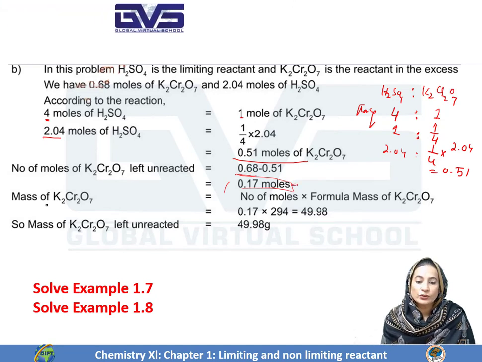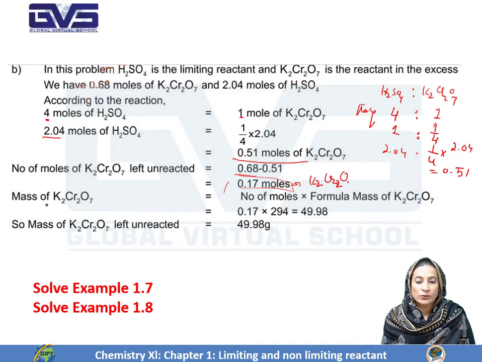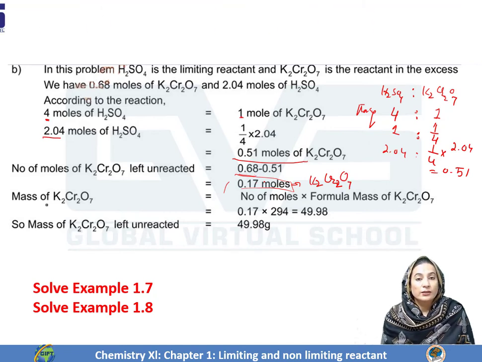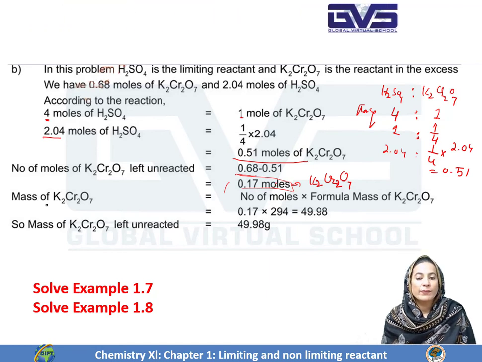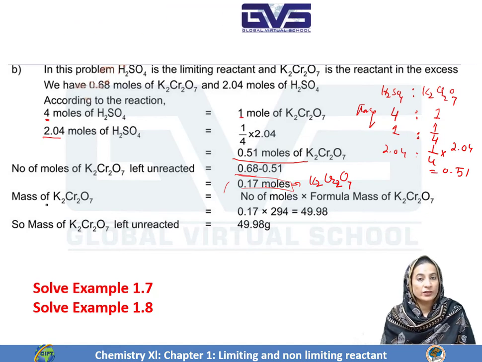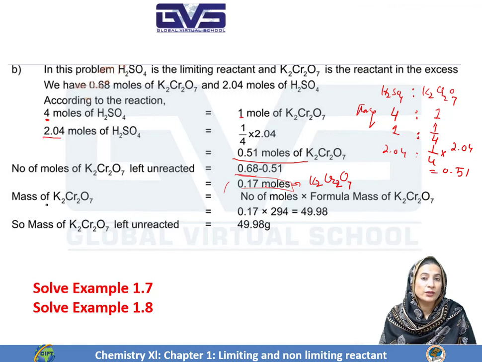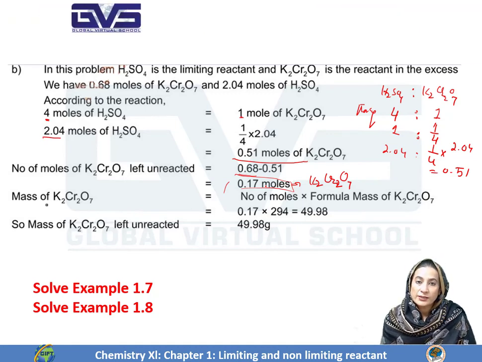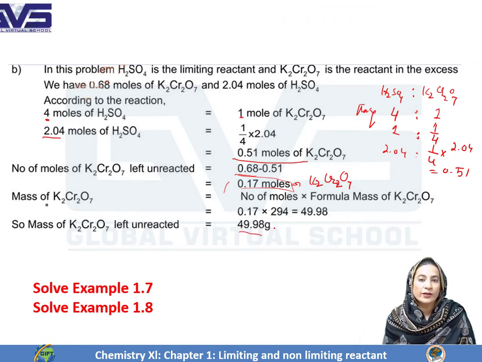These are the moles of potassium dichromate, K2Cr2O7. So these are the unreacted moles. Now we have to find its mass. Very simple, convert the moles by multiplying with the molar mass. Potassium dichromate's molar mass we have just calculated, that is 294. So 294 multiplied by 0.17, the answer is 49.98 gram, or you can say 50 gram.